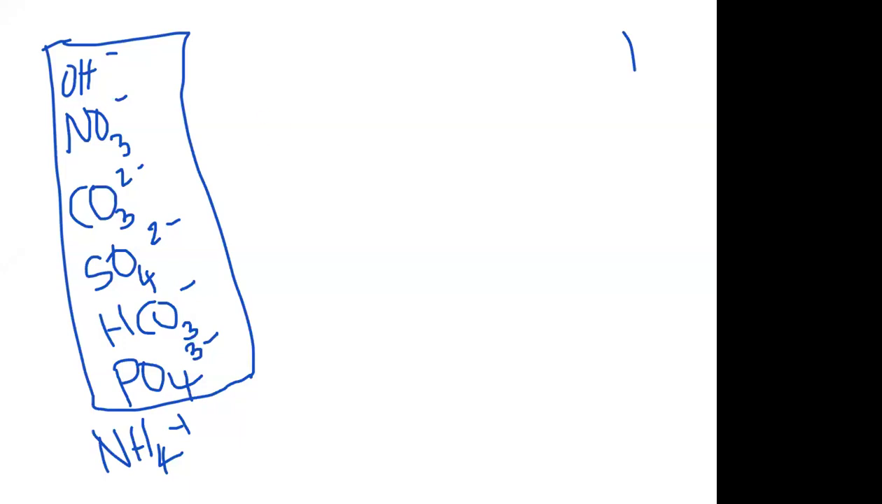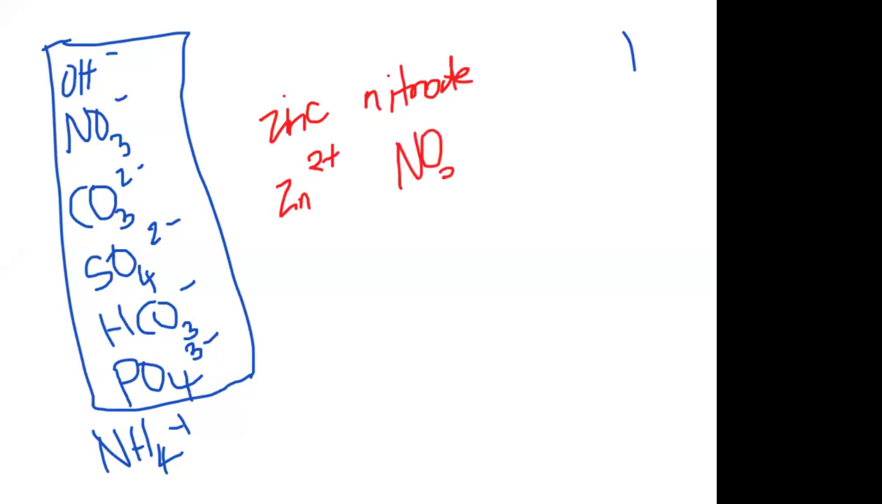So we have zinc nitrate. Zinc is Zn 2 plus, and nitrate is NO3 minus. Based on the system I said we were to use last week, what's the next step? Nobody? So we write back the symbol of the ion without the plus or the minus sign.